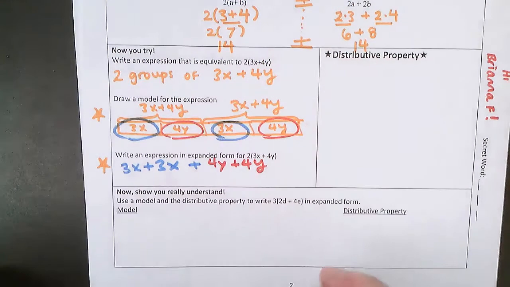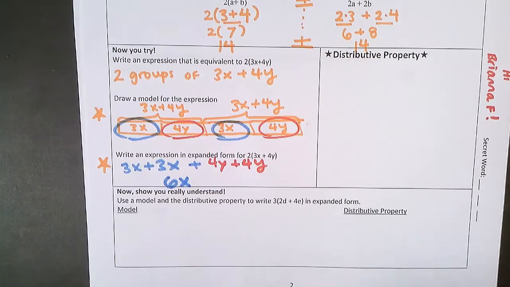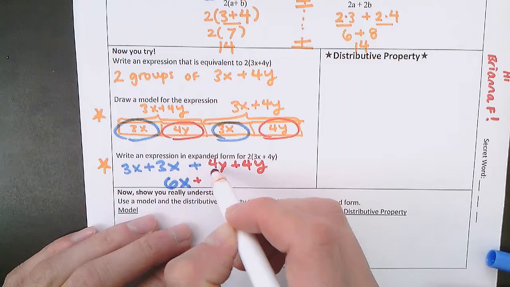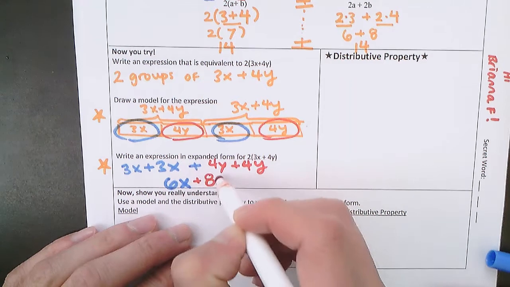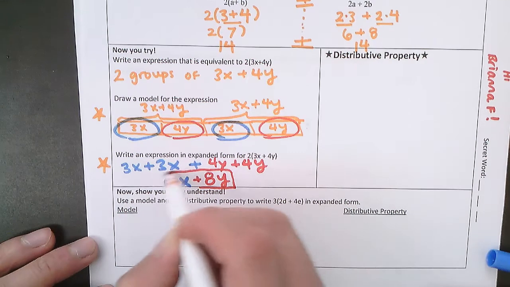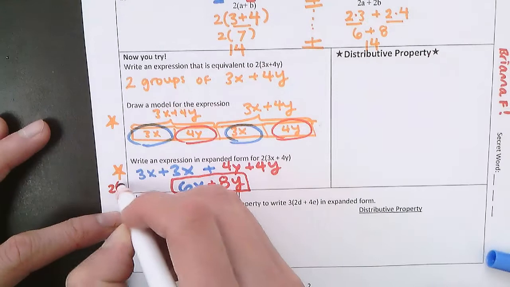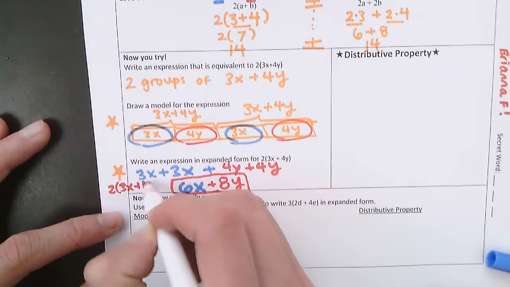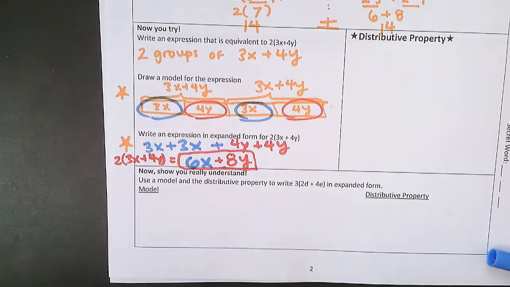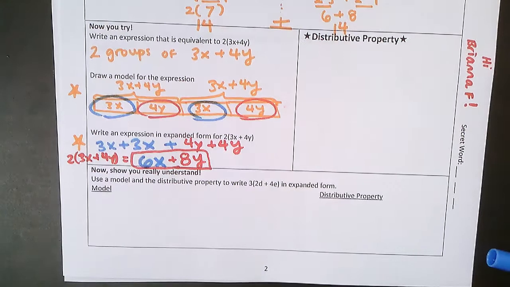So 3x plus 3x, that's altogether 6x's, plus 4y plus 4y is 8y altogether. So here it is in expanded form. 2 times 3x plus 4y is equal to 6x plus 8y. If you got that all on your own, 3 gold stars for you.